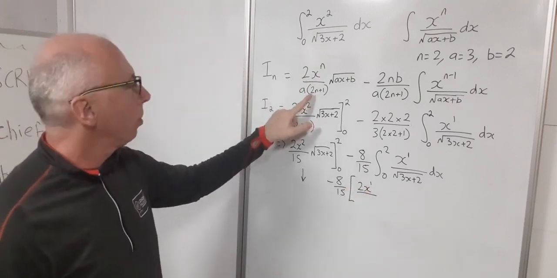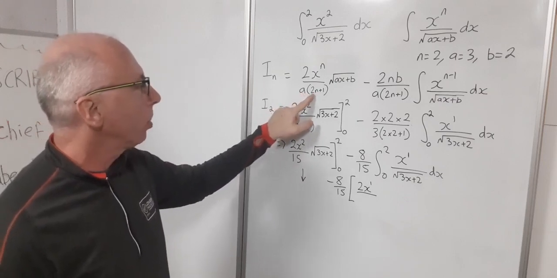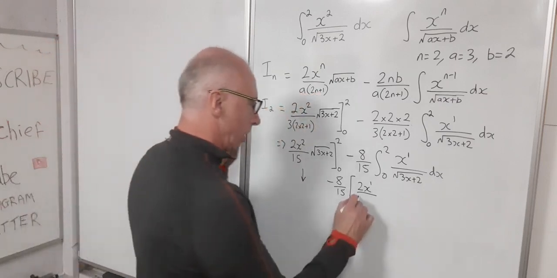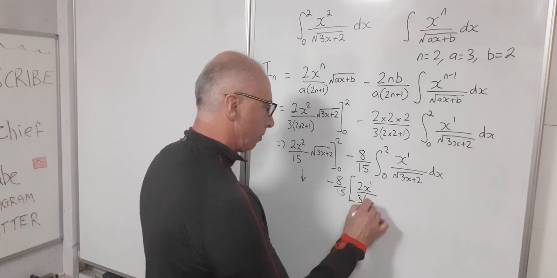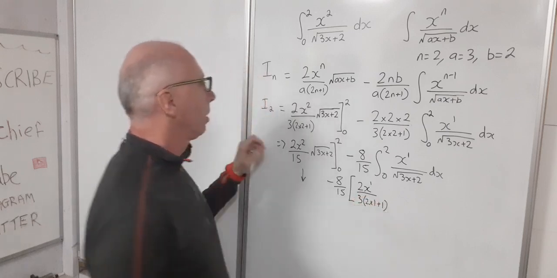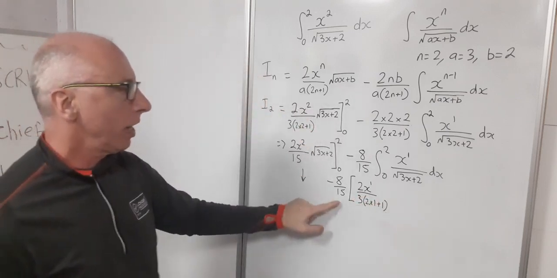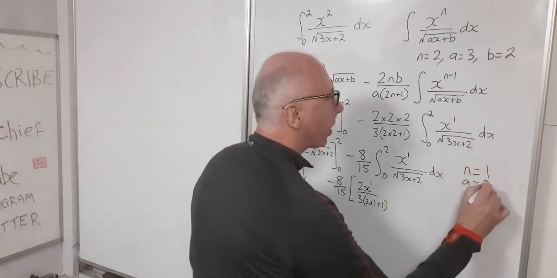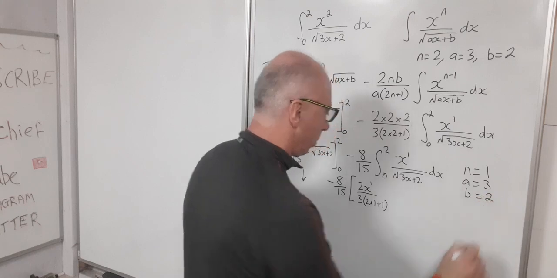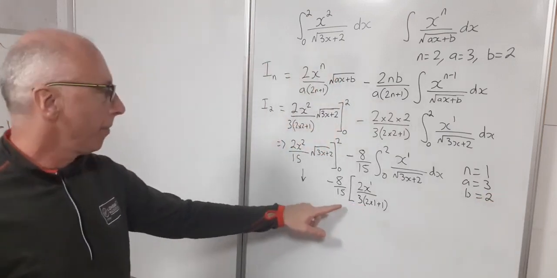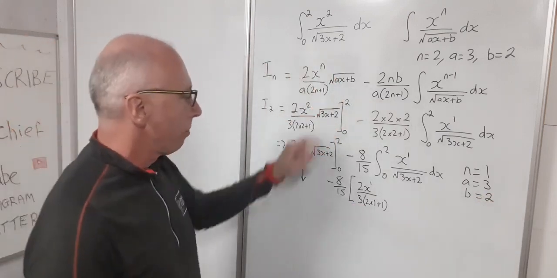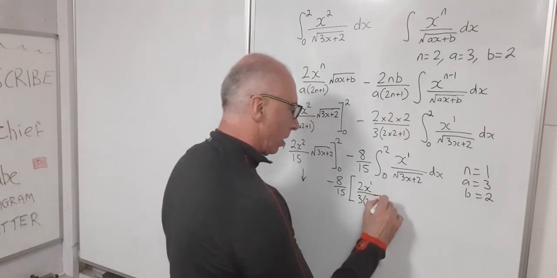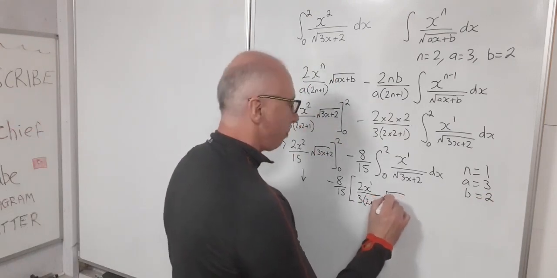And here I've got 3 times 2 times 1 plus 1. So n is now 1 in this one. So let's just plug those in here. So now n is 1, a is still 3, and b is still 2. So that's what we've got there. Okay, so the radical continues. So I've got the square root of 3x plus 2.